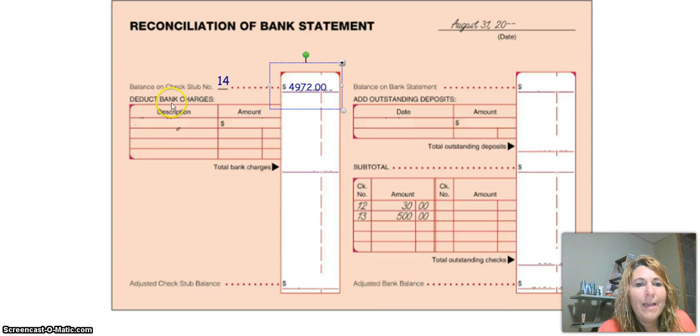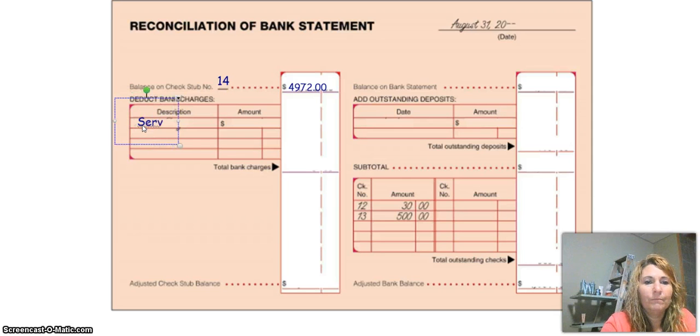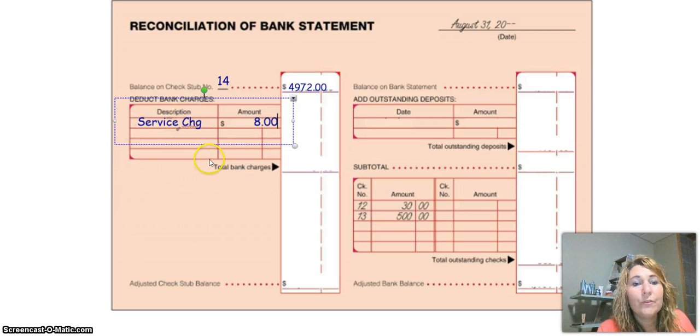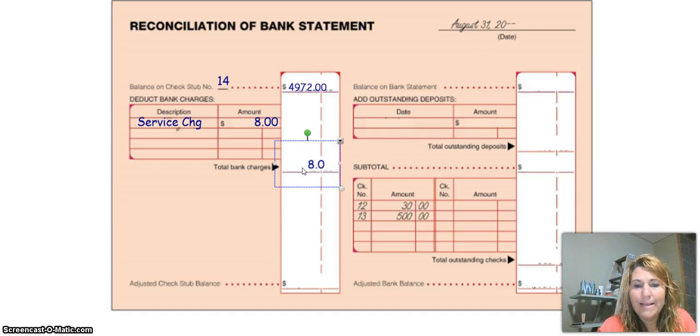Okay. Do we have any bank charges? So was there any bank charges listed on your bank statement? We're looking on page 124 at the bank statement that came. And it looks like down at the very bottom they have an SC, $8. So that SC is referring to a service charge. So over here in description, I'm going to put service charge. And I'm going to put the amount of the service charge. So this service charge was $8. Okay, if there was other service charges, I would list all those there and then add them together. So total bank charges is going to be my $8.